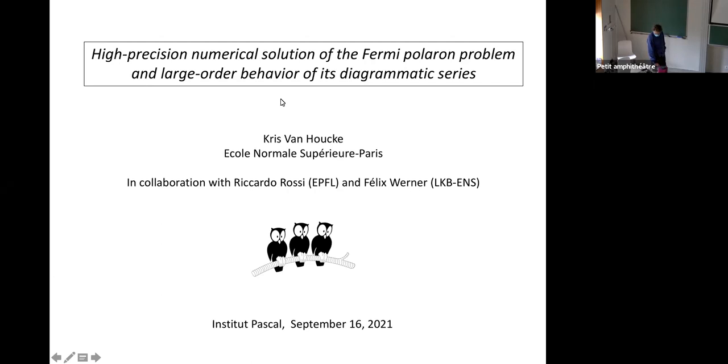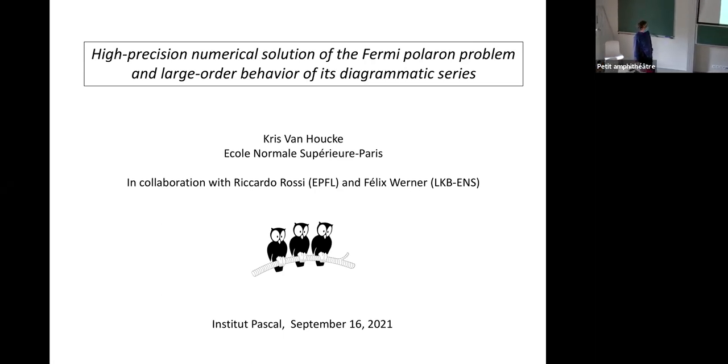So let me also first thank the organizers for organizing this workshop and giving me the opportunity to present some of our work. So I will be talking about a numerical method. I will explain how it works to solve the Fermi polaron problem, and this to an extremely high precision. Okay, and this method will be using a diagrammatic series, and I will also explain what is the large order behavior of this diagrammatic series.